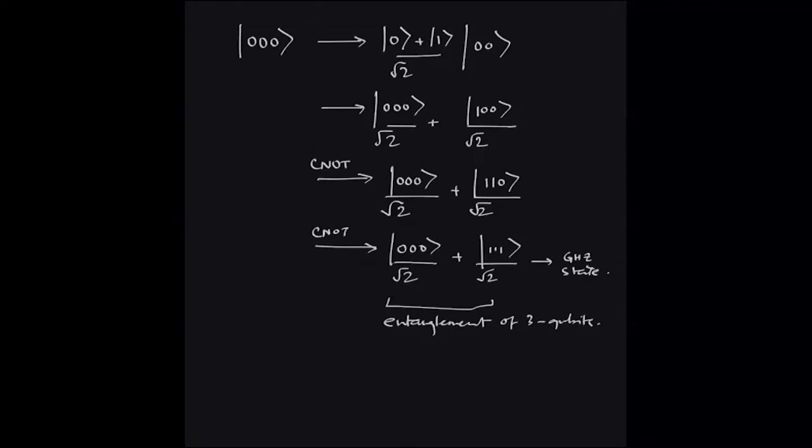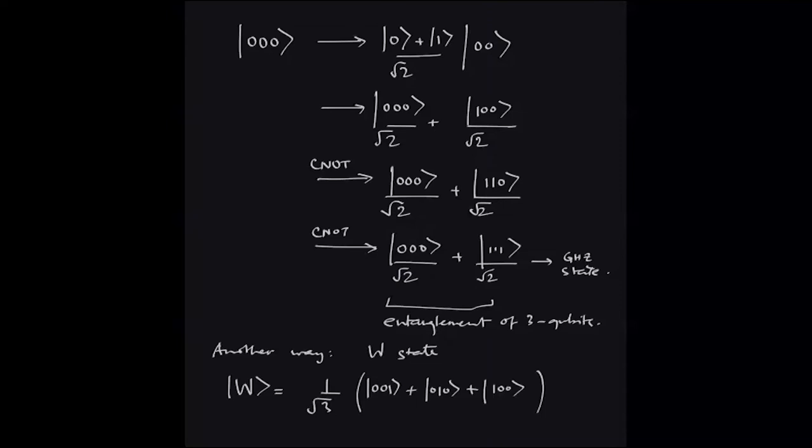Now, let me just mention it in passing since we are on this. There's also another way of entangling three qubits, which is known as the W state. And that state is given by this. So this is also one of the possibilities of entangling three qubits.